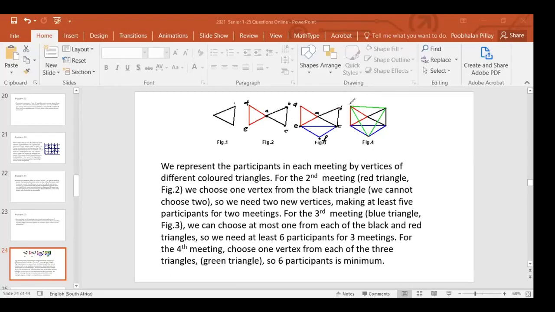So you choose that guy, you choose that guy, and that guy. So you only choose 1 from each of them. And there it is, you have a meeting. And that's the least number. You don't have to have any more than this.